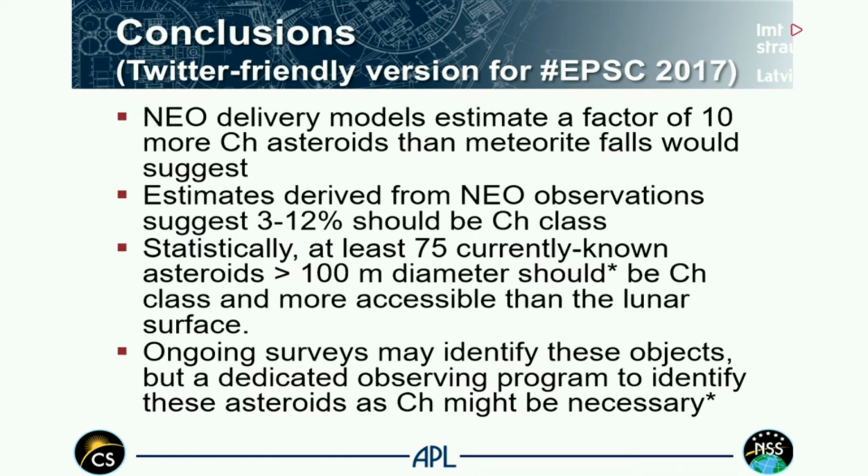And then ongoing surveys might identify some of these objects, but we might need a dedicated observing program to identify these. The asterisk here is that there are other ways to identify hydrated asteroids. Looking for this band and this particular type may or may not be the best way to do it, but at least this, I think, gives us a ballpark estimate of what's out there. Thank you.